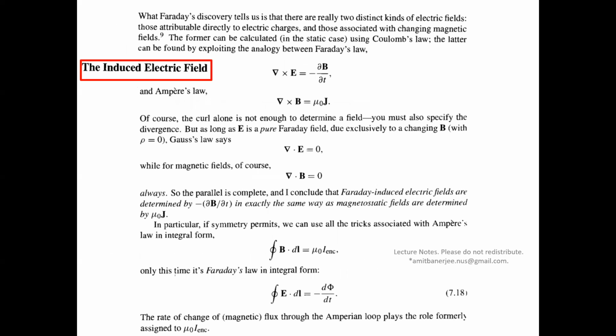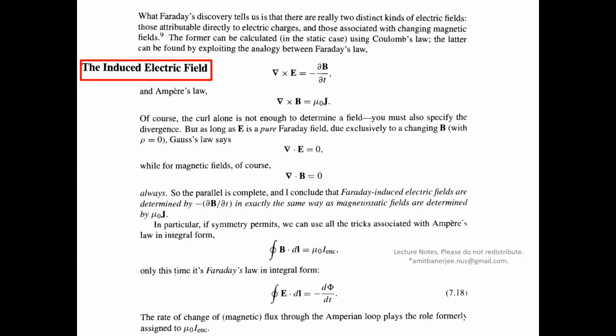Now, in simple terms, Faraday's discovery tells us that there are really two distinct kinds of electric field. We have discussed that in the previous lecture also. One is attributed directly to electric charges, and another one is associated with a changing magnetic field.